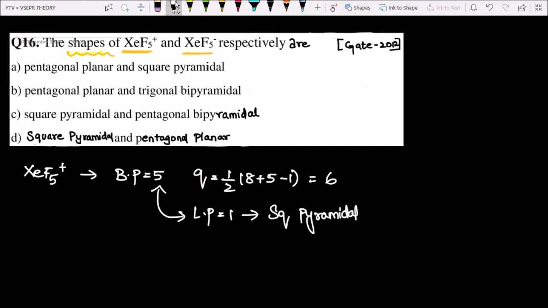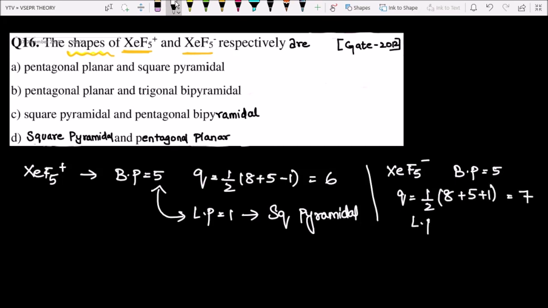Okay, now check the next one. It is XeF5 minus. So again the bond pair is equal to 5. But the quotient is equal to half into 8 plus 5 plus 1. So it's going to be 7, right? So the lone pair is equal to 2. Now it is 52. Okay, 52 is nothing but pentagonal planar. Basically, how will it look?